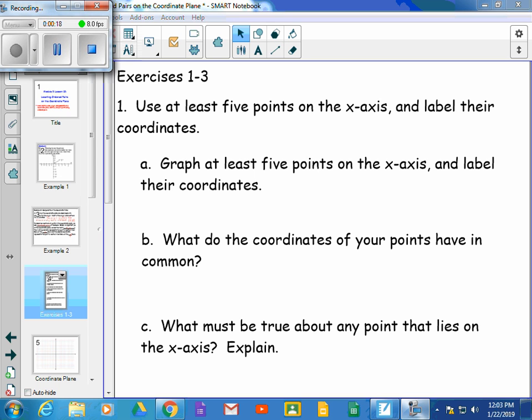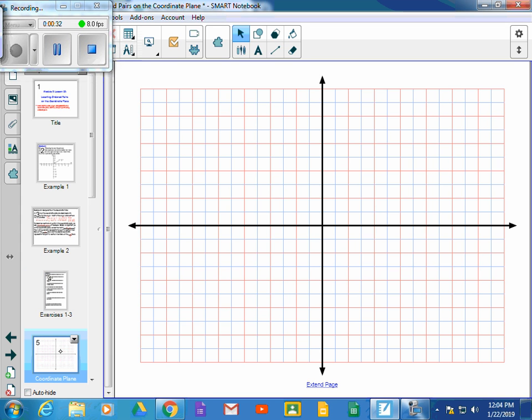C. It says, use at least 5 points on the x-axis and label their coordinates. Part A wants us to graph at least 5 points on the x-axis and label their coordinates. So we have this coordinate plane. We're going to pick any 5 points. We're going to plot them right on the x-axis. Remember, the horizontal number line is our x-axis and the vertical number line is our y-axis.